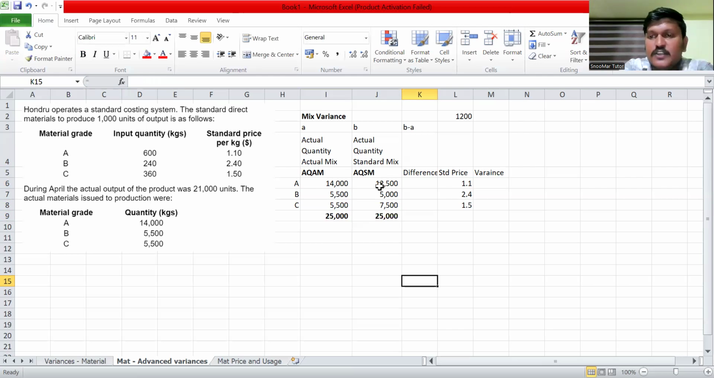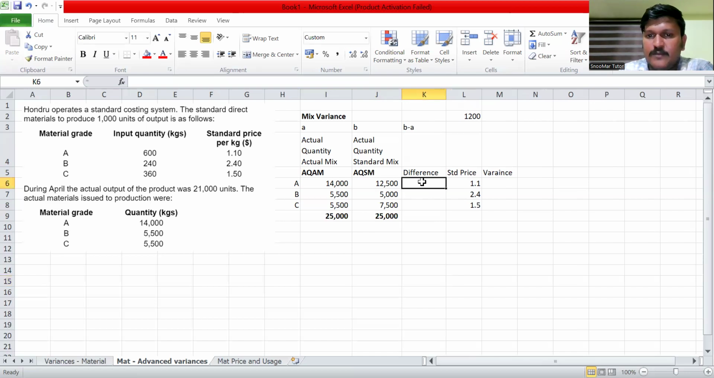If it was mixed using the standard proportions, what would be your actual quantity being distributed? So we'll have it over here. What you need to do next is take the difference over here. Be very careful. You need to take column B minus column A.